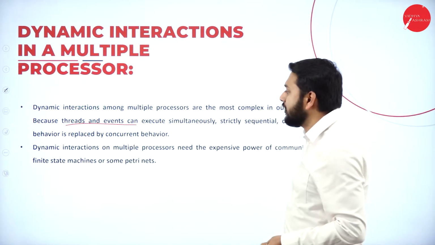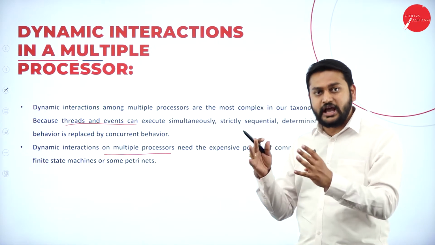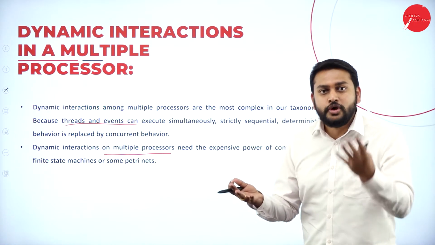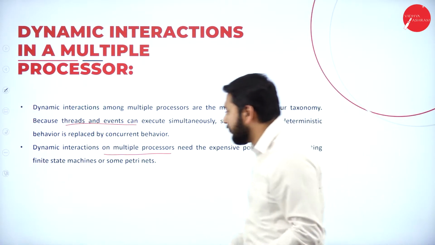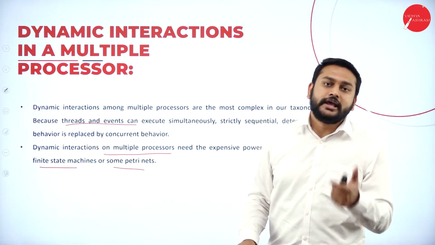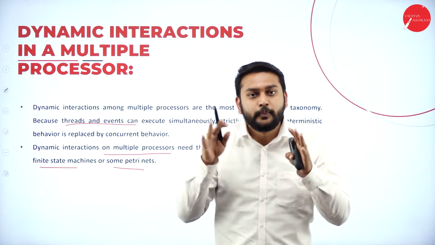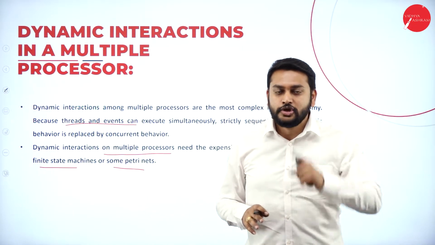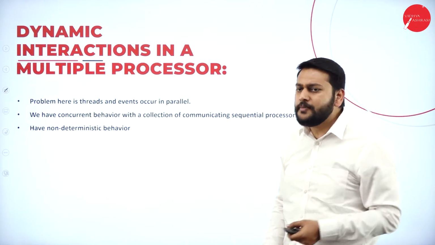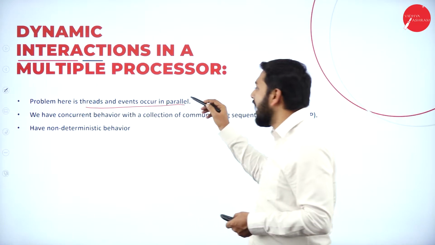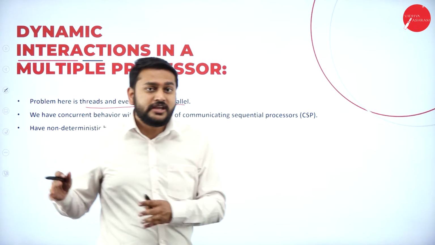Moving forward to the next point, dynamic interaction on multiple processor needs an expensive communication media. What exactly do I need to convey with this? I need expensive communication, like a finite state machine or Petri nets. Why? Because the system is very complex, since multiple processors will be executing dynamically. That is what you need to understand here. Moving forward to the next point, the problem here is that threads and events occur in parallel. That's what we discussed in the previous slide, and that's a major thing that we have.